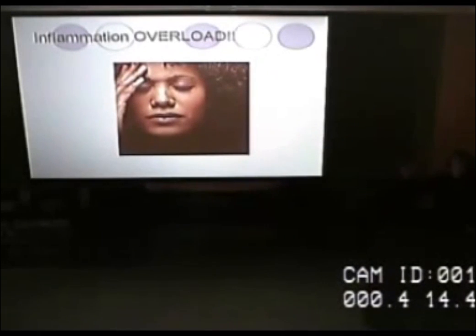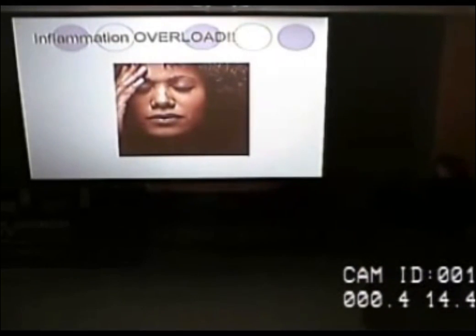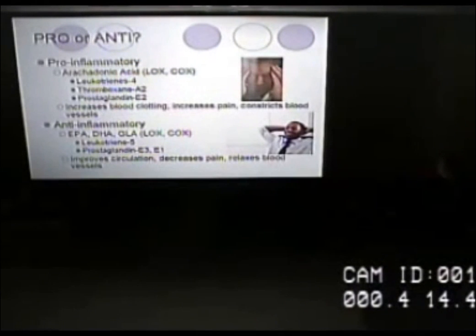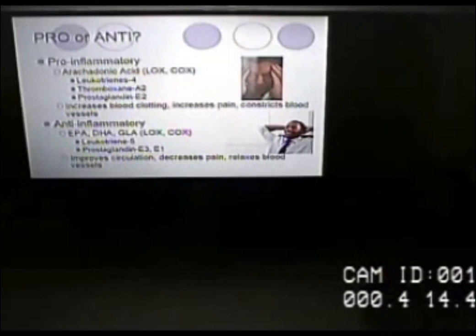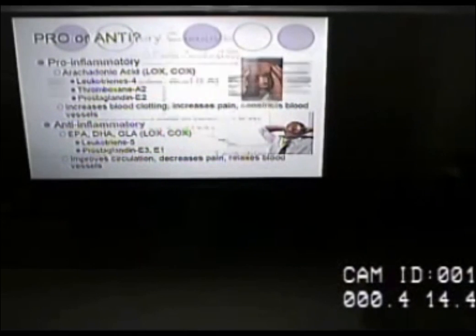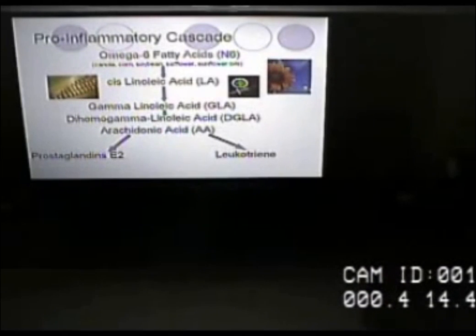So inflammation overload is what we're in right now, dealing with a ton of it coming at us from all different areas. So pro or anti, we would rather be anti-inflammatory. Pro, and I get into this in the next couple slides, arachidonic acid stimulates the leukotrienes, thromboxane, the prostaglandins, which increases blood clotting, pain, constricts blood vessels. Anti-inflammatories, which is your EPA, DHA, GLAs, they improve circulation, decrease pain, relax blood vessels. So this is the pro-inflammatory cascade.